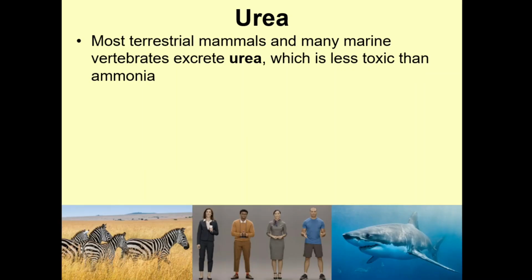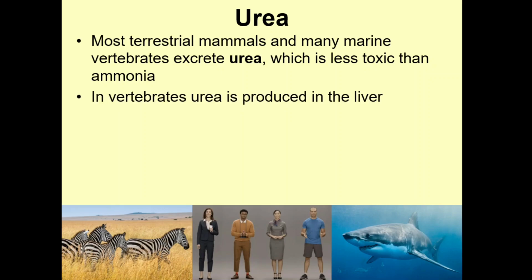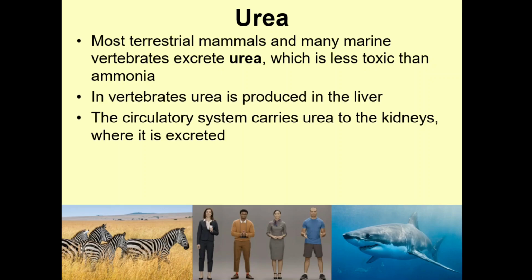Most terrestrial mammals and many marine vertebrates will convert their ammonia into a less toxic product called urea. So urea is less toxic than ammonia. We produce it in our liver, and once it's been produced in the liver, the circulatory system will carry it to the kidneys, where it is filtered out and then excreted in our urine.